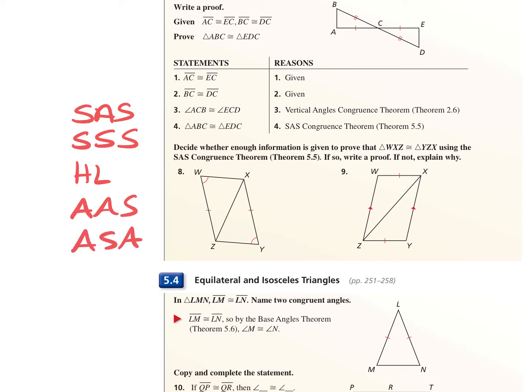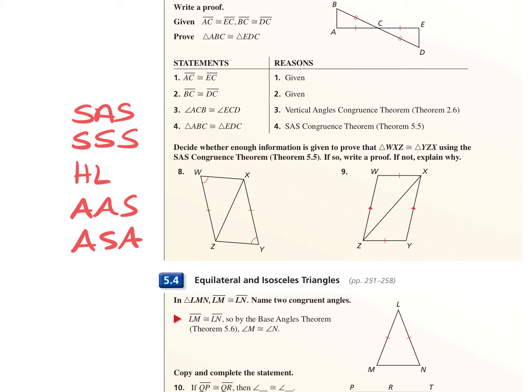So it's not going to say, can you use side angle side or not? It's going to say which one of the 5 can you use. And it won't say write a proof for it. It's just going to say which shortcut can you use. Later on, the proofs will be set up with the box for you.